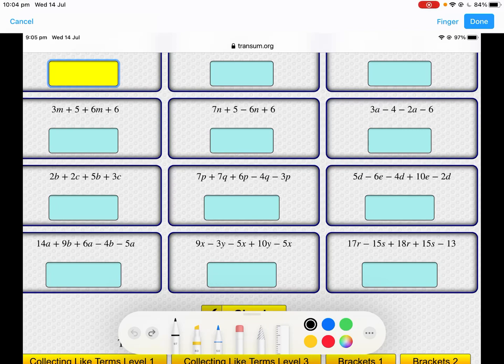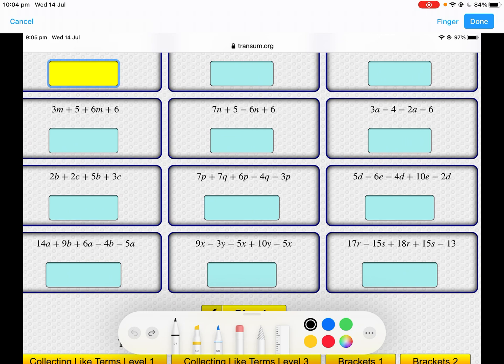Hi Year 10, some of you had troubles with this particular activity, so I'm just going to go over the basics with you again because you're going to try it today. Now you have to remember to add and subtract like terms only. That means they have to have exactly the same letters. Numbers don't really matter, the letters matter.